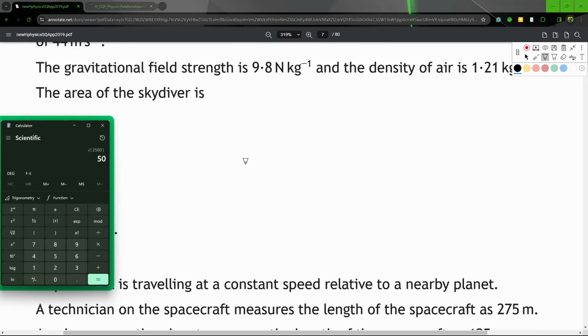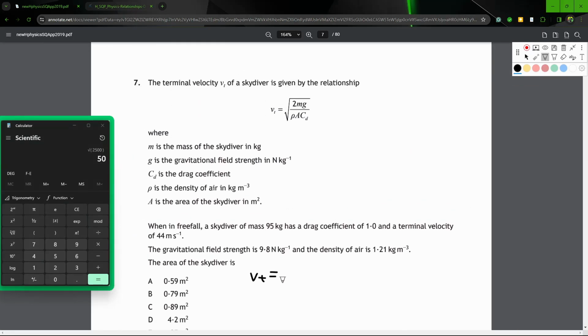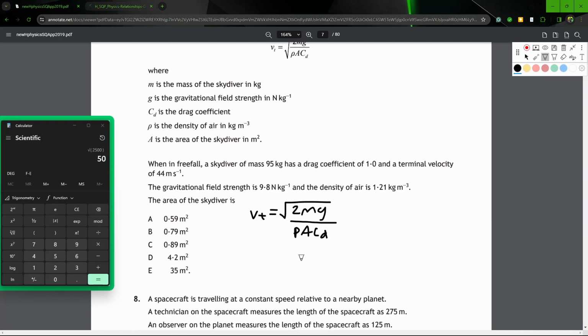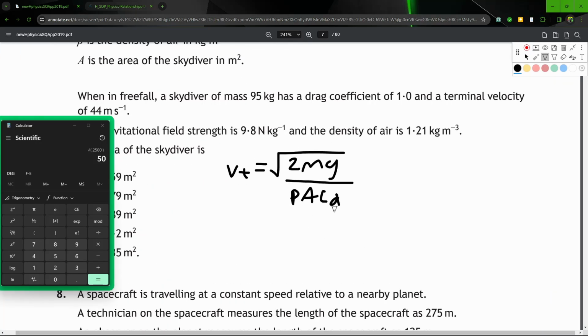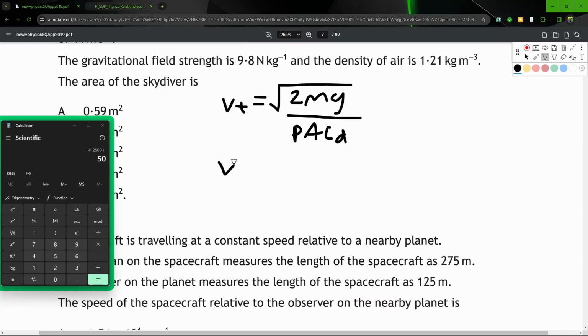So I'm going to write down the original formula: Vt equals the square root of 2mg over pACD. I won't plug any numbers in yet because that just makes it confusing as we start out. What I'm going to do here is square both sides, because squaring undoes the square root. So Vt squared equals 2mg over pACD.